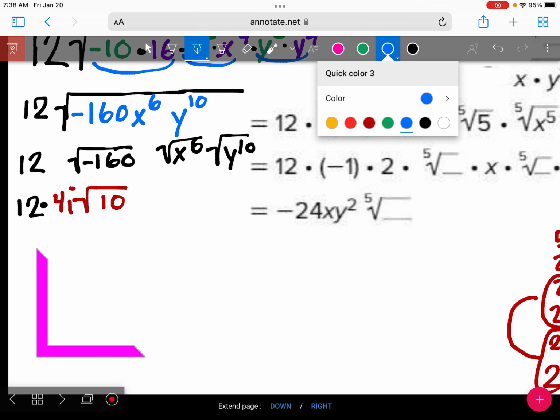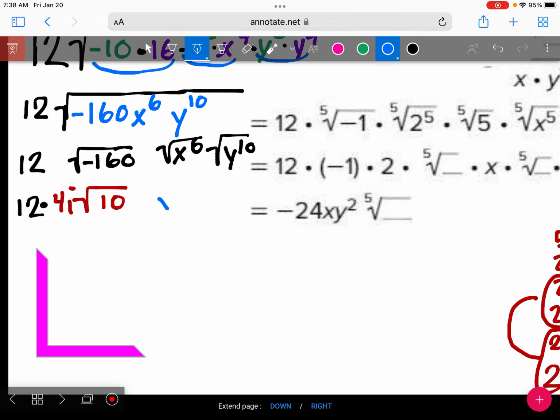Let's do square root of x to the 6. What does that give us? X to the what? It is to the 3rd. If it helps, you guys can go 1, 2, 3, 4, 5, 6. That's x to the 6th birthday caked. And I have 1, 2, 3 pairs of x's. How many pairs can we make?